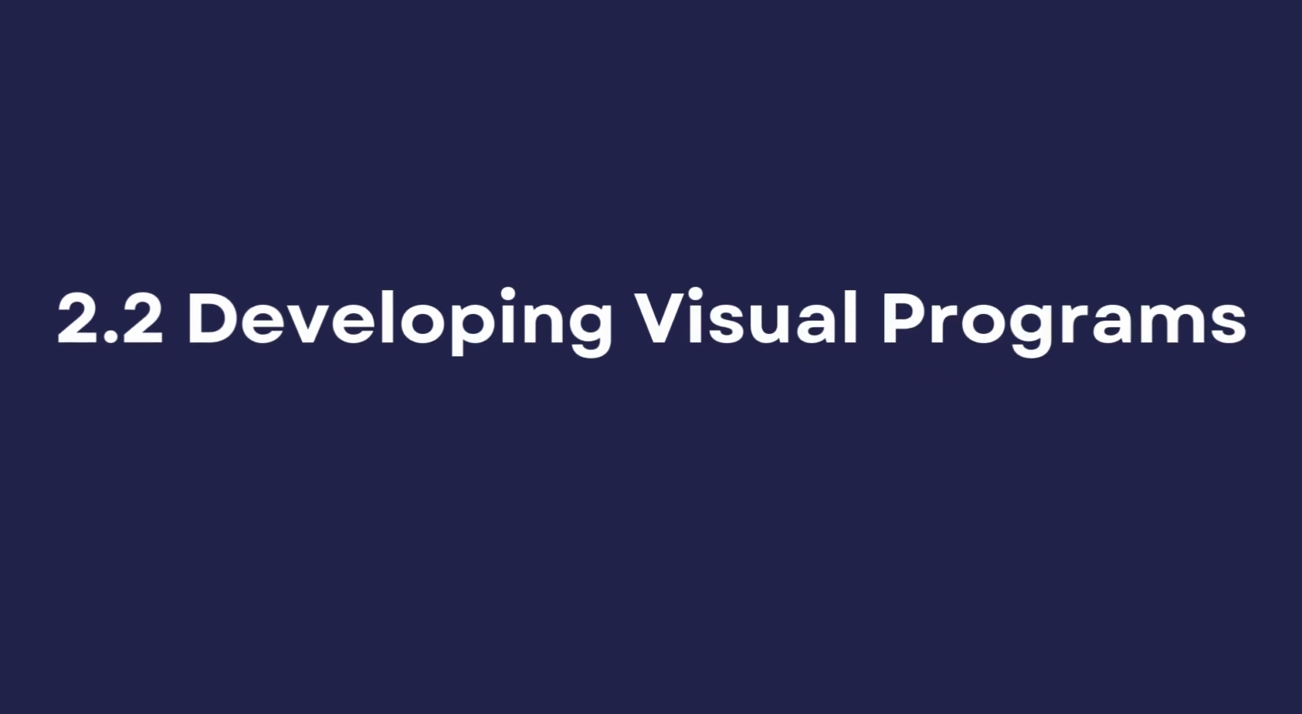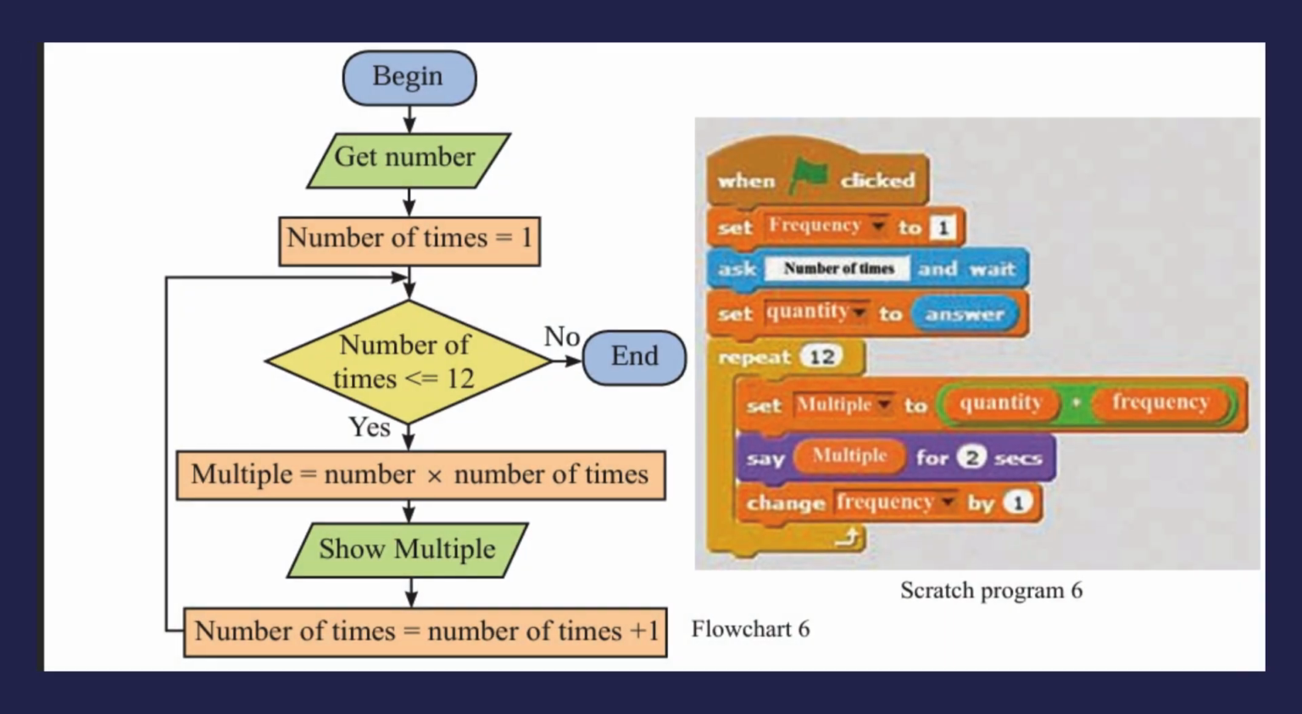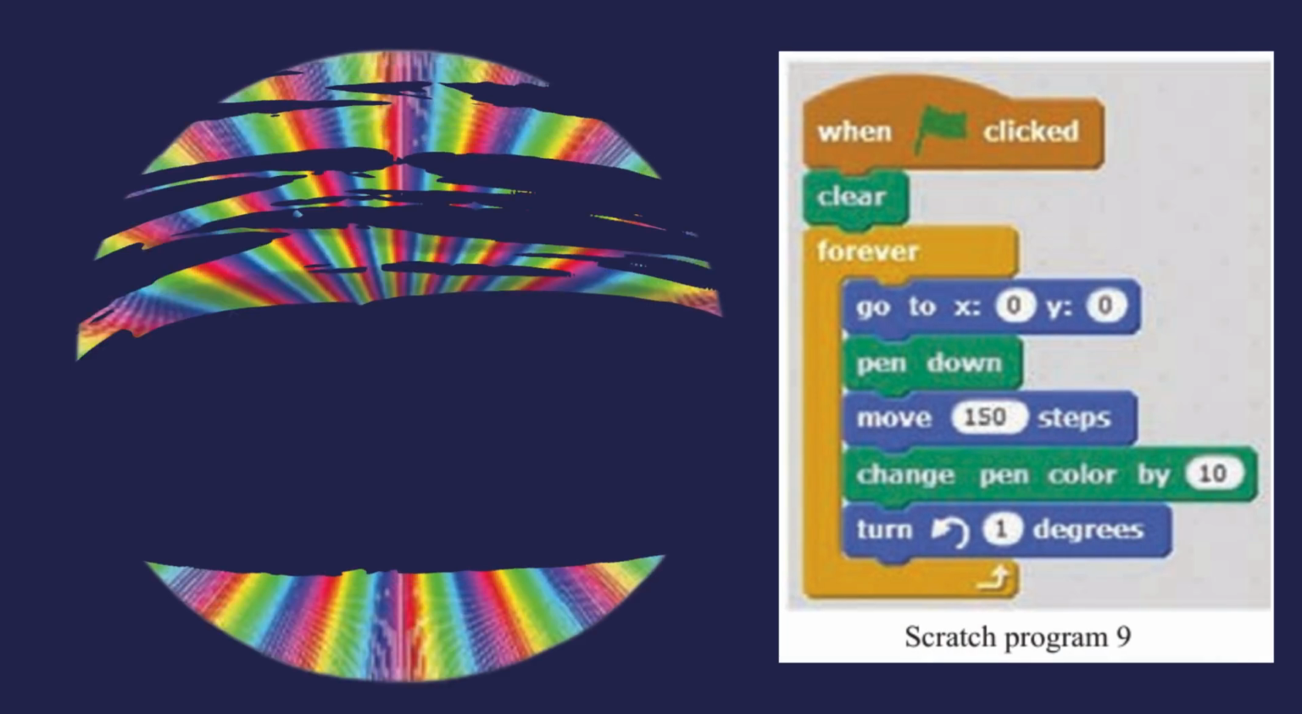Developing visual programs. Example, displaying multiples of a number up to 12. Input number. Multiply it by 1, 2, 3, up to 12. Display each result. Example, creating a multicolored circle using repeated colored lines.